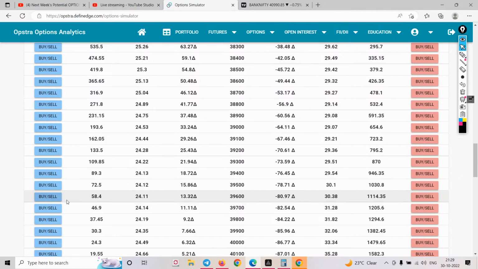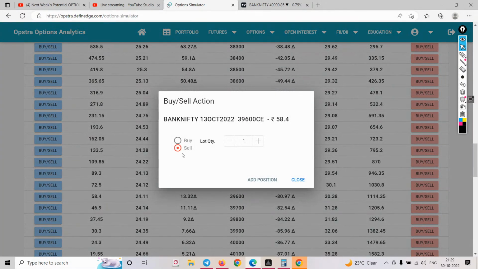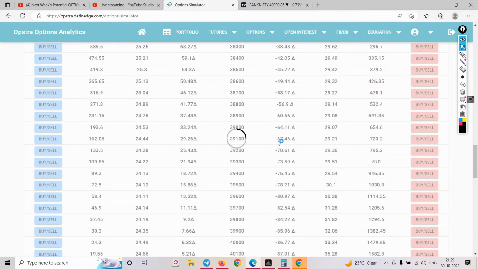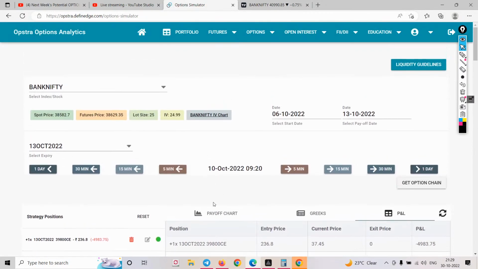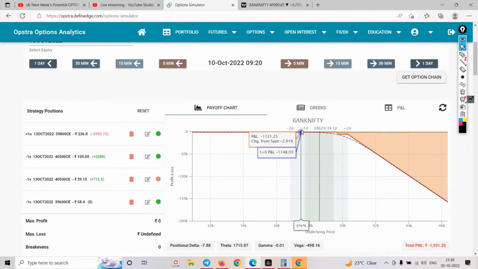So I'll go for, let's say, 58. Let me take 58 and sell this. So right away my loss will reduce. Initially what was my loss? It was 3,000 something. Right away my loss has reduced to 1,121. So let me take you to the next day.